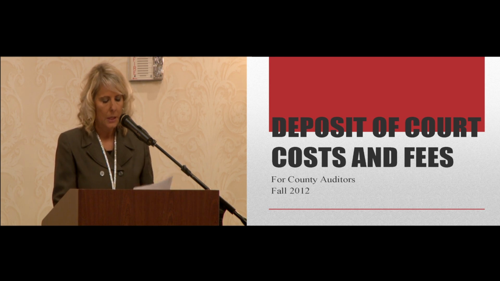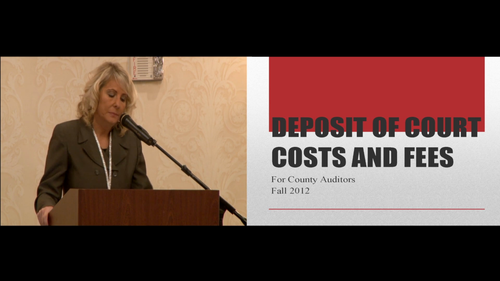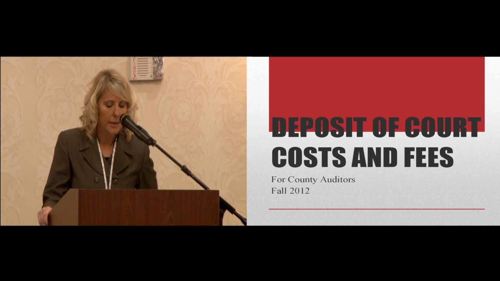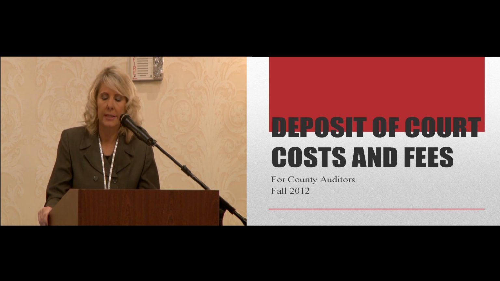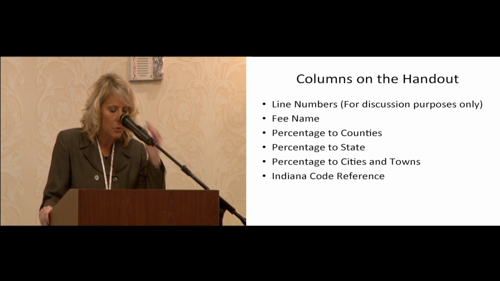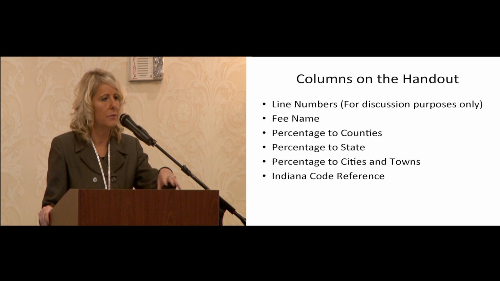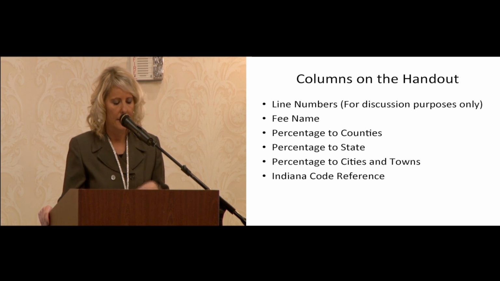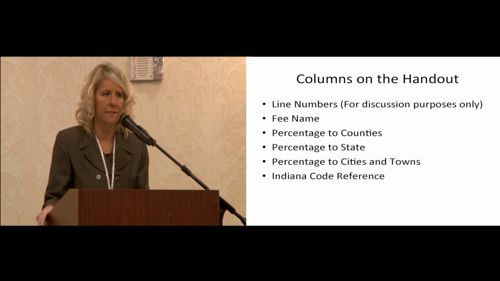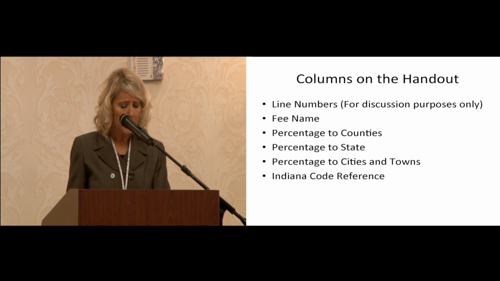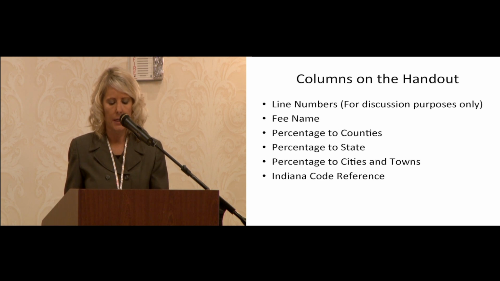When you look at this worksheet or this handout, the columns at the top, they're all labeled except for that very first one, and I want to let you know that that's just line numbers. Those are just for our purposes of trying to discuss where the fee is on this sheet. So if I say line number 1, we're talking about the administrative fees, and we'll go on across the worksheet from there. And then it has, you know, the name of the fee and where it goes.